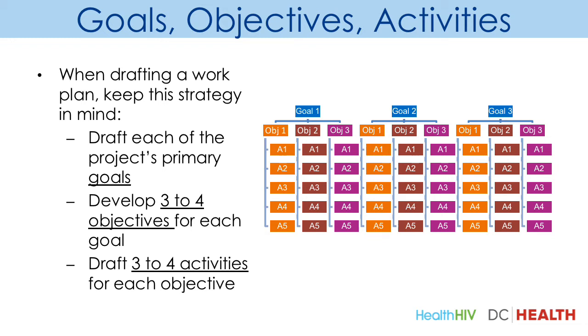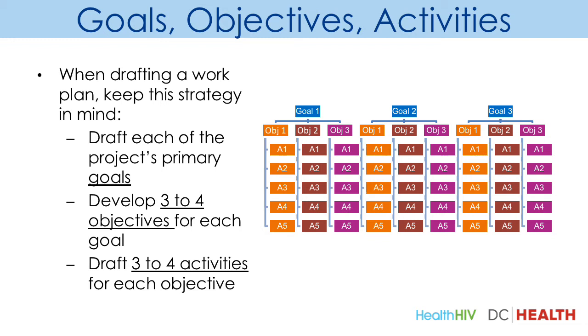You should draft each of the project's primary goals, and then you should develop 3 to 4 objectives for each goal. You should then draft 3 to 4 activities for each of those objectives. Use the goal to develop 3 or 4 specific and measurable objectives, along with 3 or 4 activities for each objective. This may result in a work plan ranging from 1 to 5 pages.